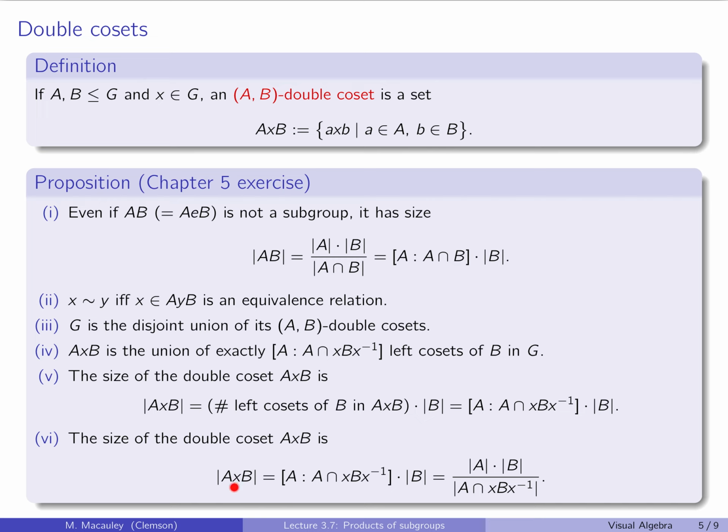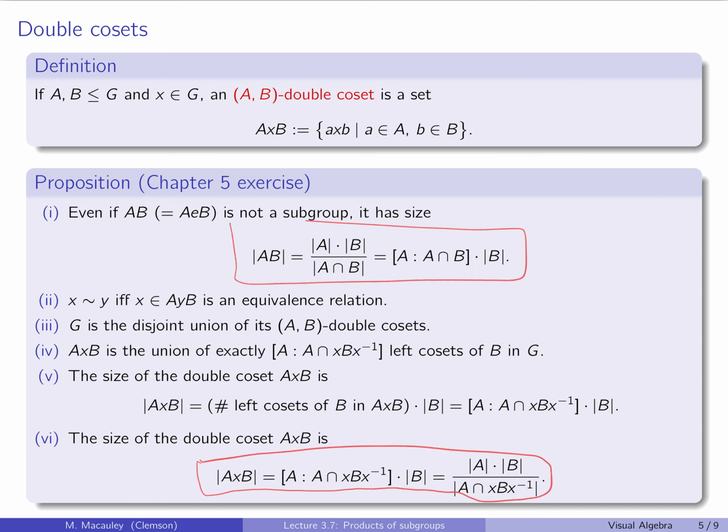The size of a double coset AXB, if we use Lagrange's theorem, we can write this as the size of A divided by the size of A intersect XBX inverse. Notice that this is indeed a generalization of this up here. And once again, I don't worry about this as much as this right here. If you take X to be equal to the identity, then this formula just becomes this right here, which I told you to memorize. And we'll do some examples of this with subgroup lattices.